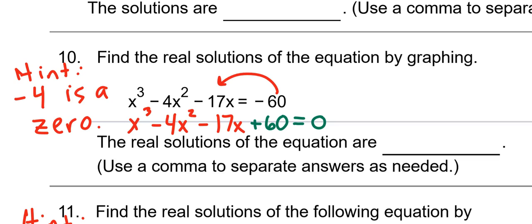Okay. So we're working on question 10. We move the 60 over. We've got a hint that negative 4 is a 0. Write that down somewhere because you'll have to have it.